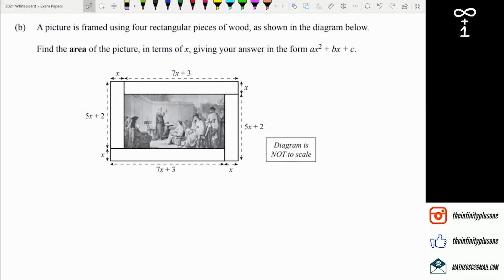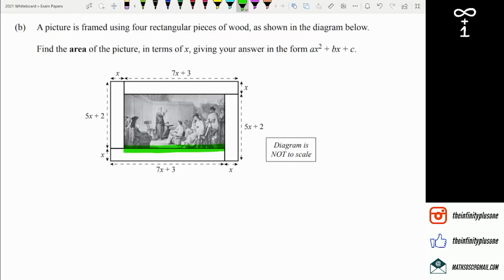All right, so the next question is we've actually got a picture that is framed by 4 pieces of wood. Find the area of the picture in terms of x, given your answer, and so on. In this question, what they're asking you guys to do is find out the area of the picture, not the frame itself. So if you have a look at it, first we've got to work out the base of the picture, which is right here.